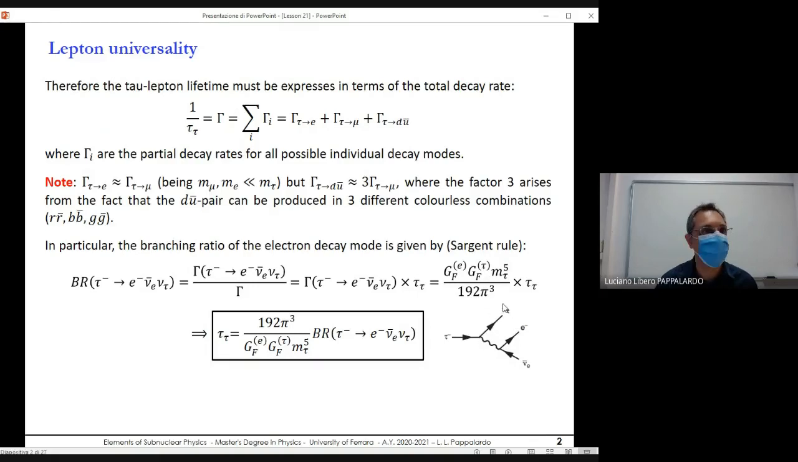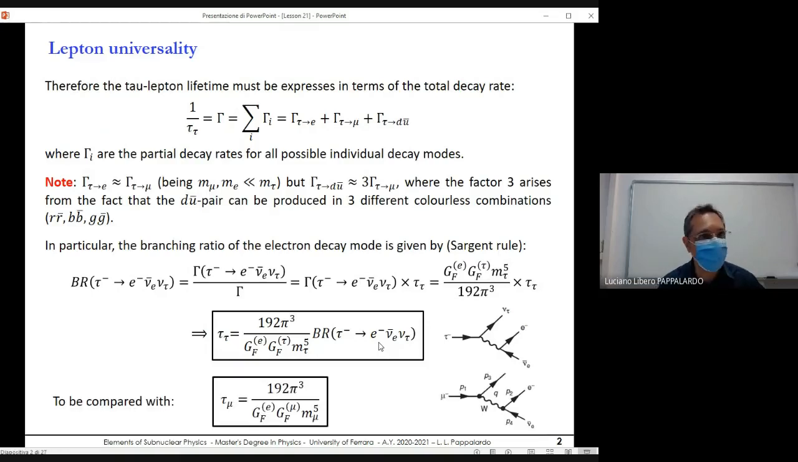Otherwise, the structure is the same as the one for the muon that we saw in the previous slide. And so now we can again invert this and extract the decay time of the tau lepton, in terms of all these objects here and the branching ratio for this specific decay mode. Now we can simply compare the two. So we have the decay time of the tau lepton and the decay time of the muon.